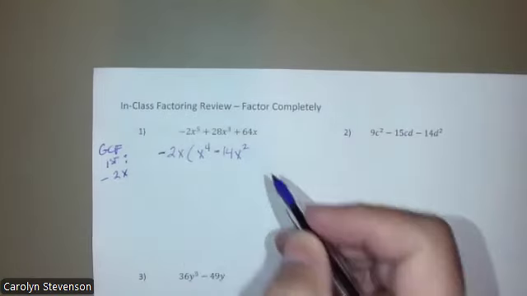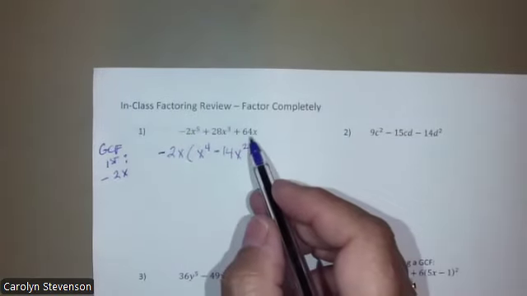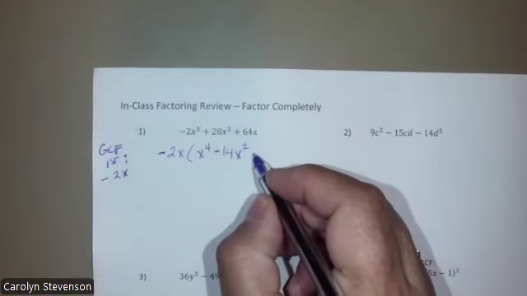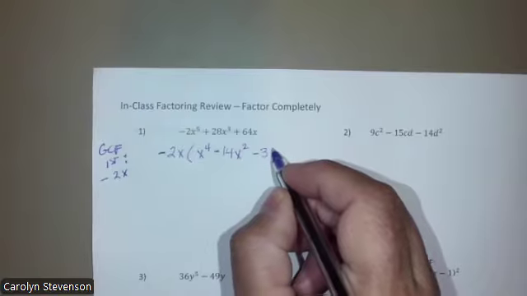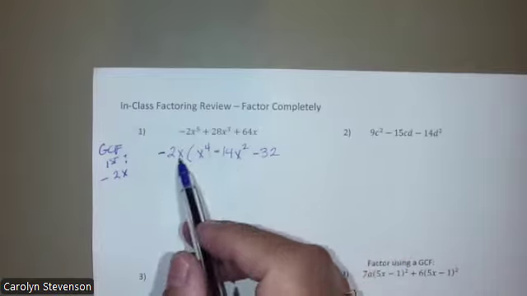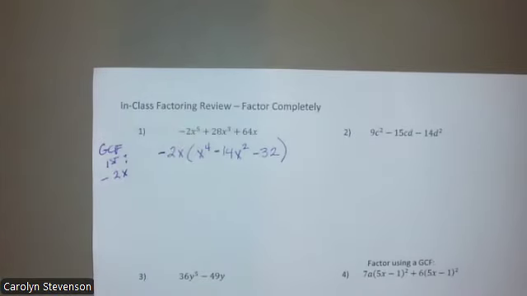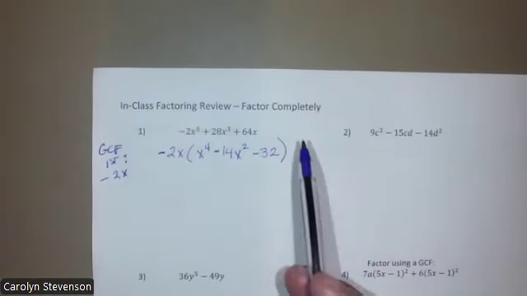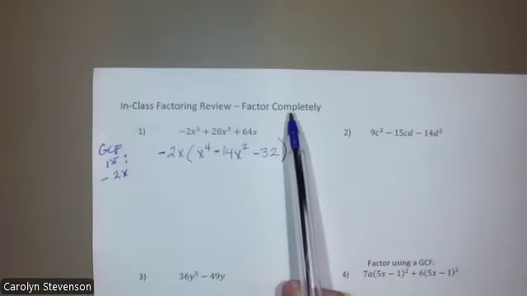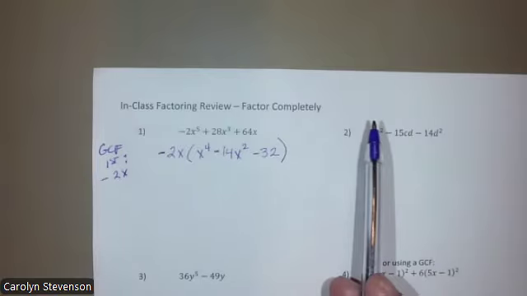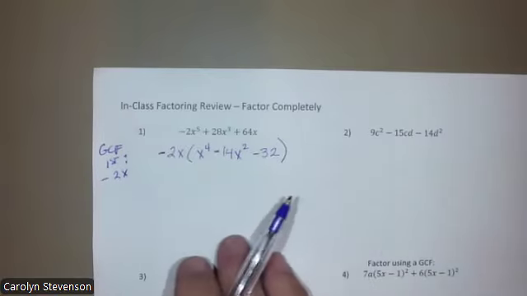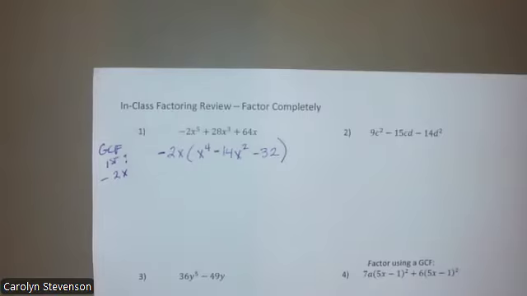We go down one exponent, so we're x to the second. And then 64 divided by -2 is -32. And the x that we had, we divided out. So that is step one. Now, I have up here that the directions are to factor completely. Most of these problems are going to need more than one step. So once we do that GCF, we're looking to continue.